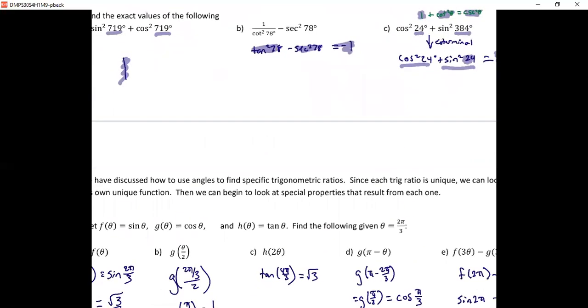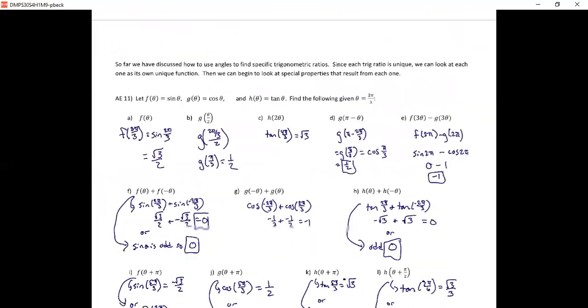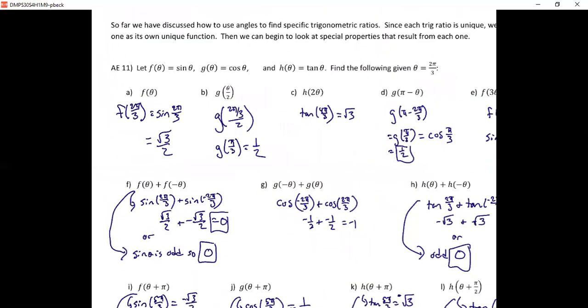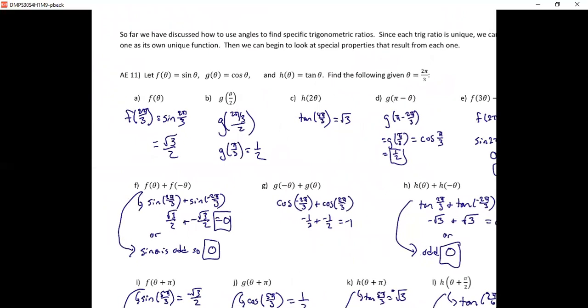Last but not least, we could look at these as functional relationships. So this is going to be the stepping stone that we're going to use to actually graph sine, cosine, and tangent as functions.